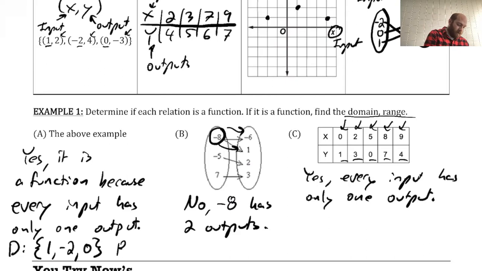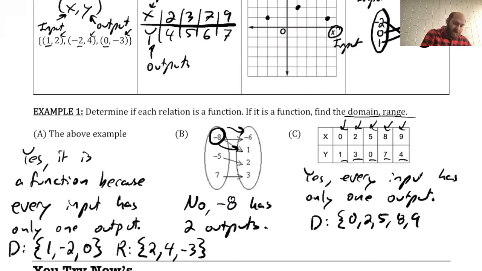That's it. For range, I'm going to do the same thing, but with all the Y values, all my outputs. In this case, it was 2, 4, and -3. The other function I have is C, so I'll do the domain and range here as well. For the domain, I'm just going to list out all the X values: 0, 2, 5, 8, 9. For the range, I'm going to do 1, 3, 0, 7, and 4.